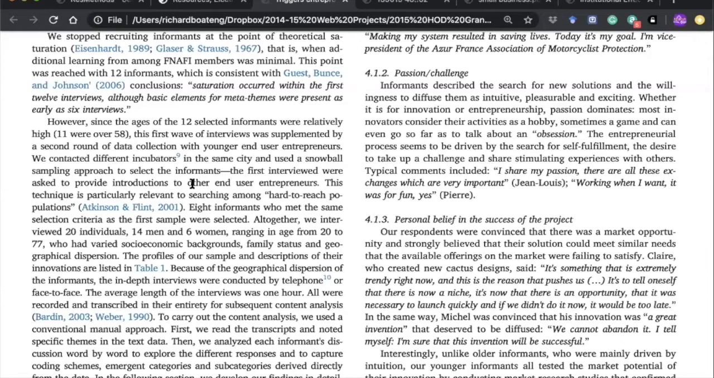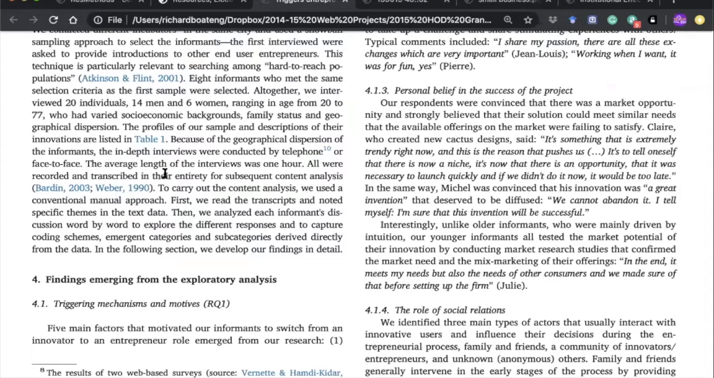That's very good. They're listening very carefully. And this is something that you also let us know. Because of the geographic dispersion of the informants, in-depth interviews were conducted by telephone and face-to-face. The average length of the interviews was 1 hour. Okay, that's good. All were recorded and transcribed in their entirety for subsequent content analysis.